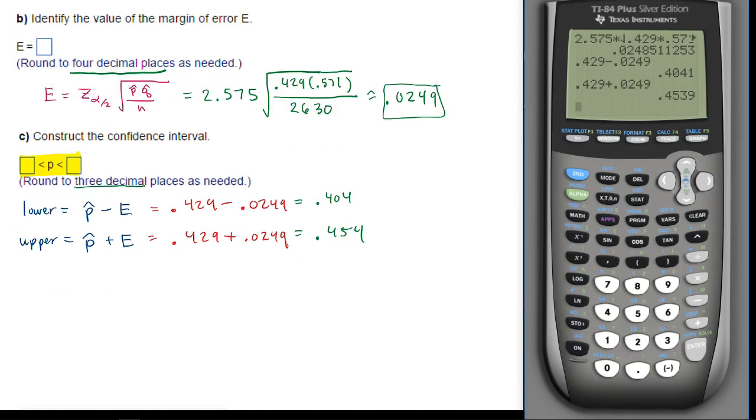0.454. So on your homework, all you're going to do is just input this into the lower limit and then input this into the upper limit. But if we wanted to write this as a confidence interval in inequality form, it would be 0.404 less than p less than 0.454. All right, so that's it for that problem. Let's look at another problem.